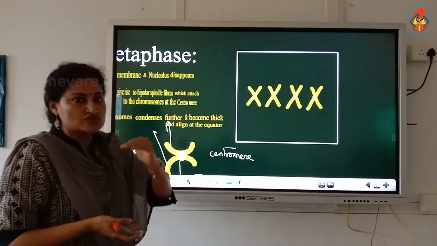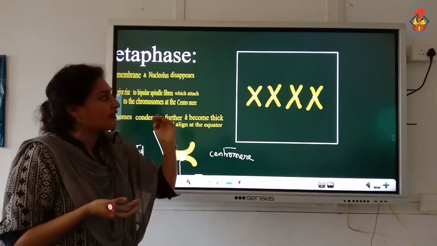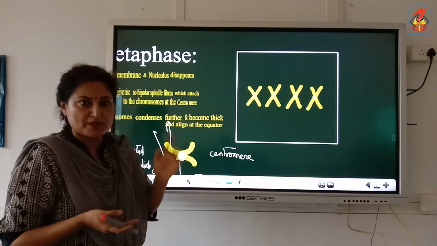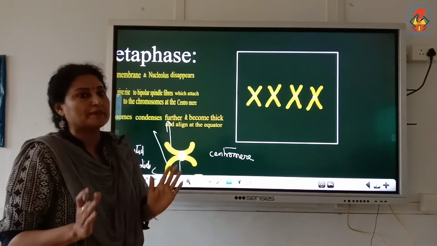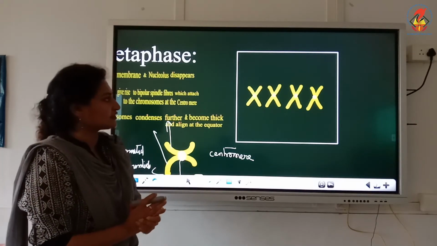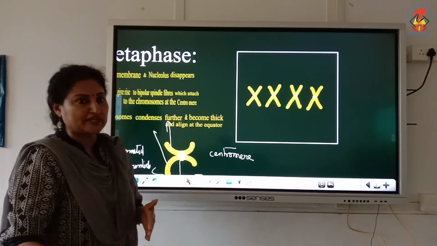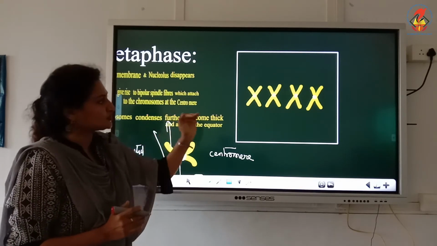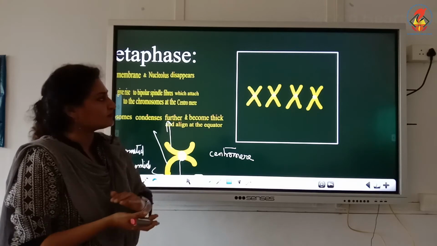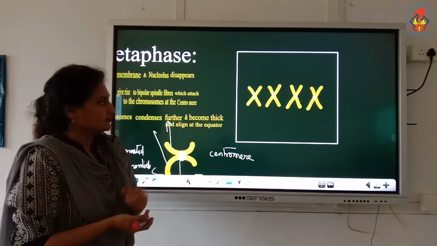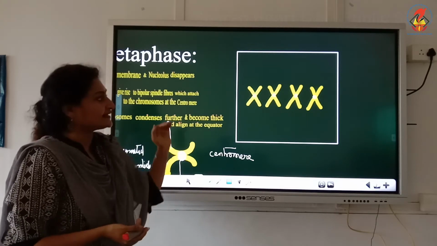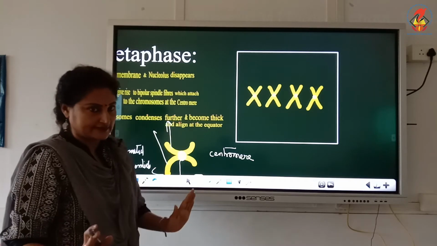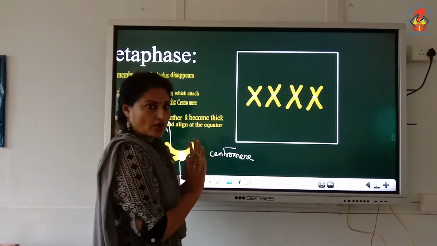Clear? So, the chromosomes condense further to form X-shaped structures. X-shaped, in bracket you have to definitely indicate metacentric chromosomes, because it need not be metacentric, it can be telocentric or submetacentric. I am going with metacentric chromosomes. So, the chromosomes condense to form the X-shaped chromosomes and they align at the equatorial plate. So, that is one structure or one event.